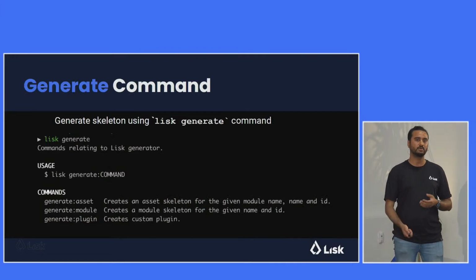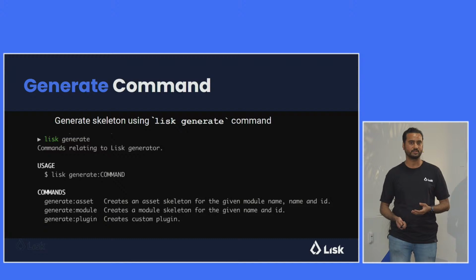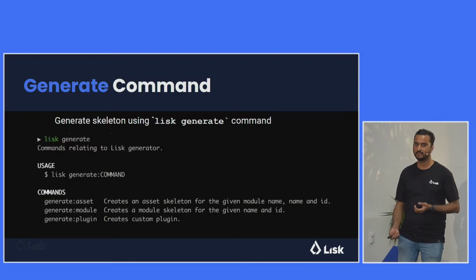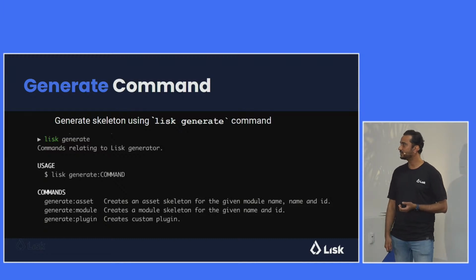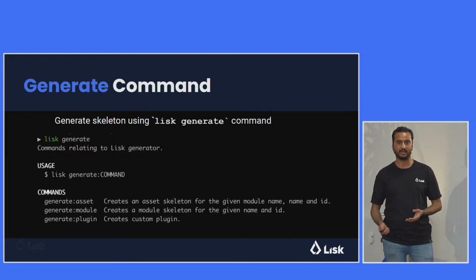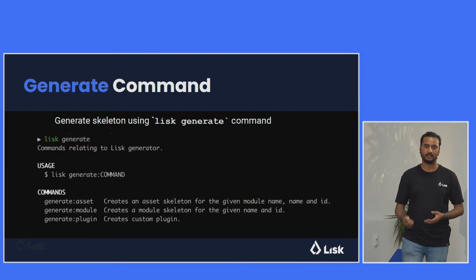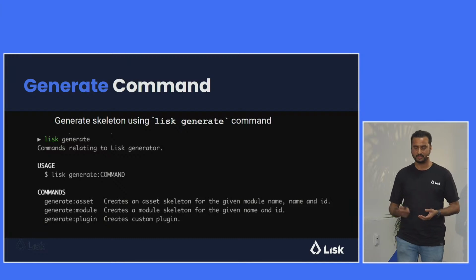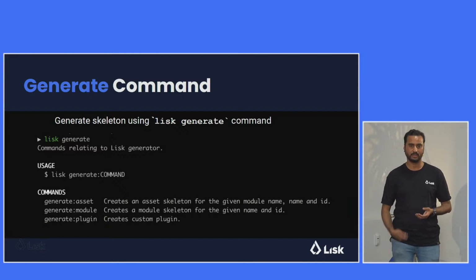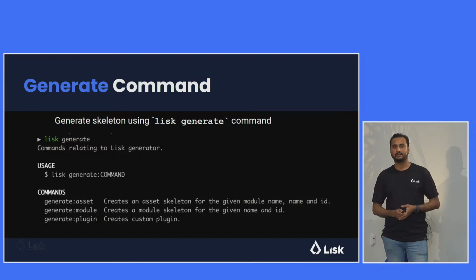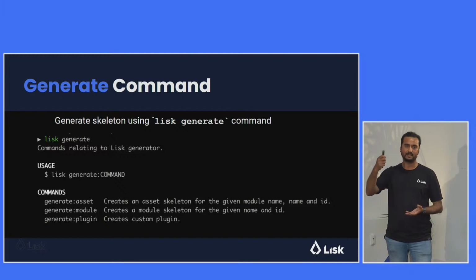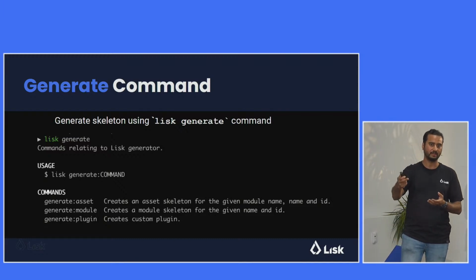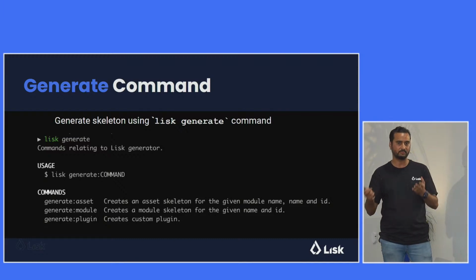So in order to, let's say now add some logic for on-chain, you will use this Lisk generate :module, and you will create your own module with the name and ID. And if you want to add off-chain logic, you will generate a plugin with some details, like plugin name. And basically, this will create the skeleton for all the code and the hooks. All you need to do is go in the file and write your logic for that particular hook.